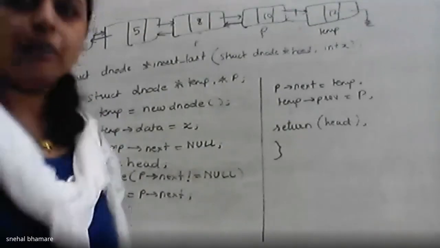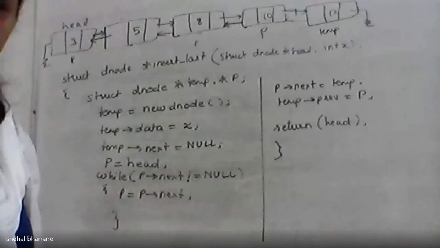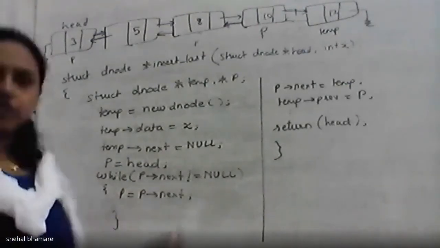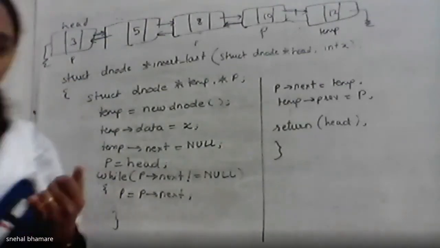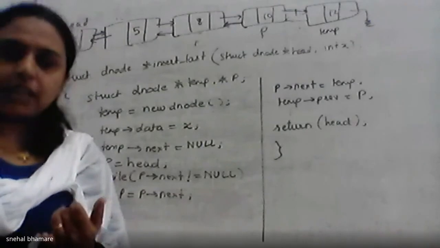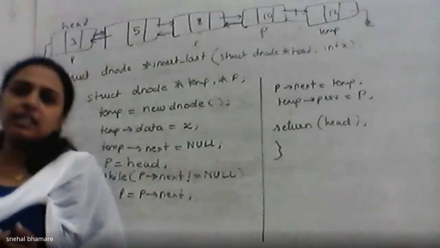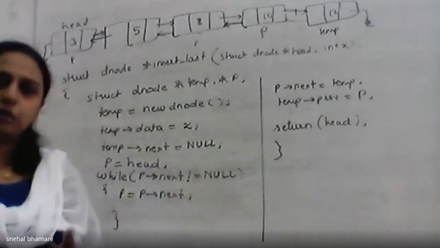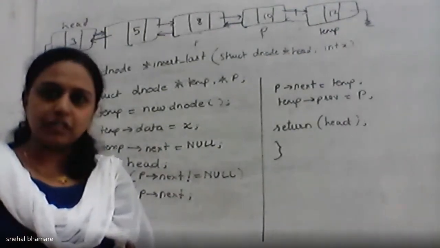Everyone got it? Any doubt in this? Sure. Okay. So till now what have we seen? Creation of a doubly linked list, display in the forward direction, display in the reverse direction, and insertion operation. In that we have seen three types of insertion: insertion at first, insertion in between, and insertion at last.